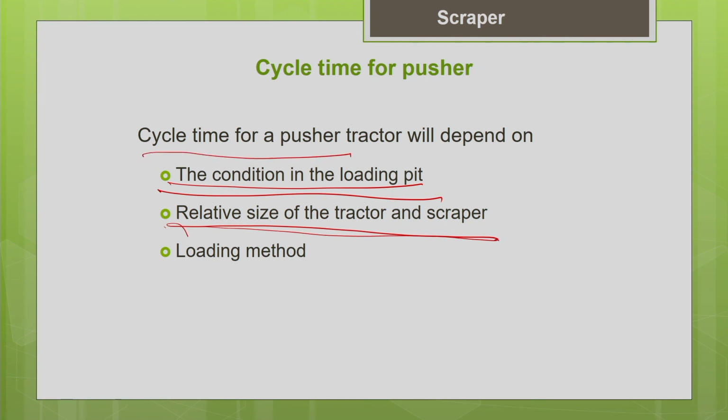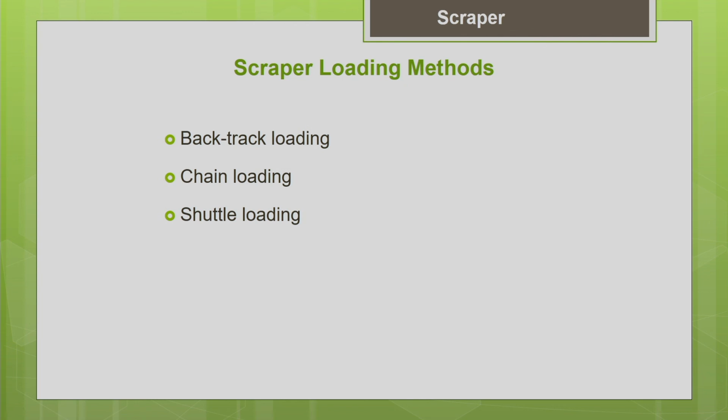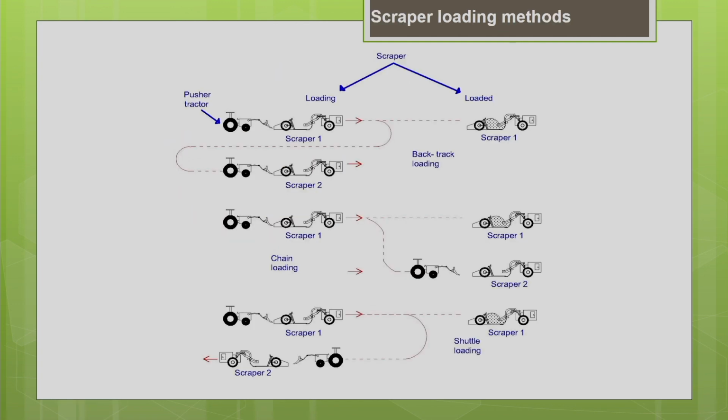And another important thing is the loading method. There are different loading methods. We are going to discuss each loading method one by one. So let us see what are all the scraper loading methods: backtrack loading, chain loading, shuttle loading. The first is the backtrack loading method. This pictorial representation will clearly explain the different types of loading methods. The first one is backtrack loading, the second one is chain loading, and the third one is shuttle loading. So what is this backtrack loading?